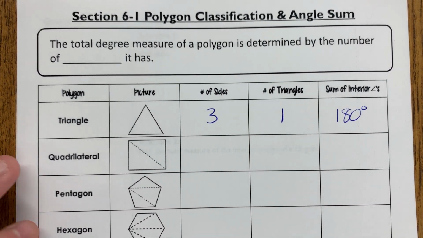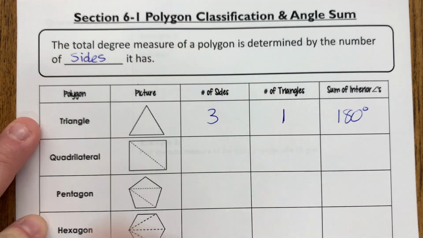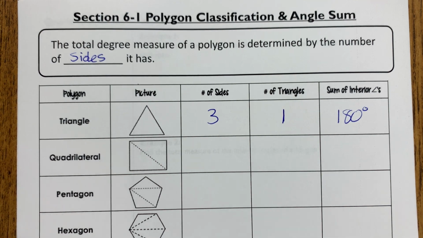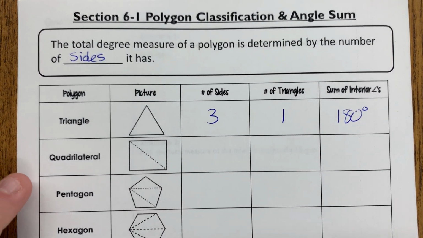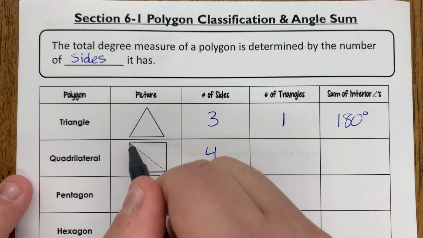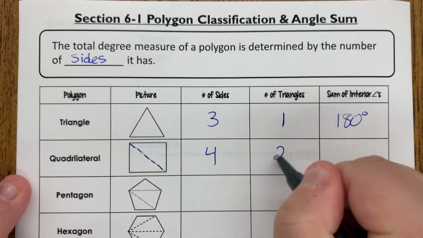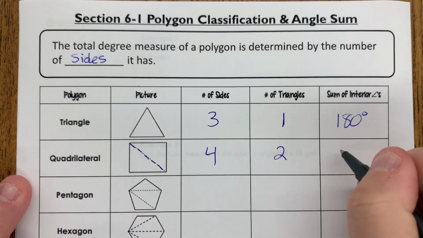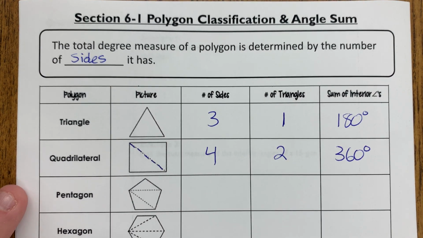The number of sides that our polygon has is directly responsible for determining the total degree measure it will have inside of it. So take a look at the quadrilateral here. We have a four-sided figure, but if we draw this diagonal, we end up splitting it into two triangles, and as a result, we get 360 degrees total for the angles on the inside.